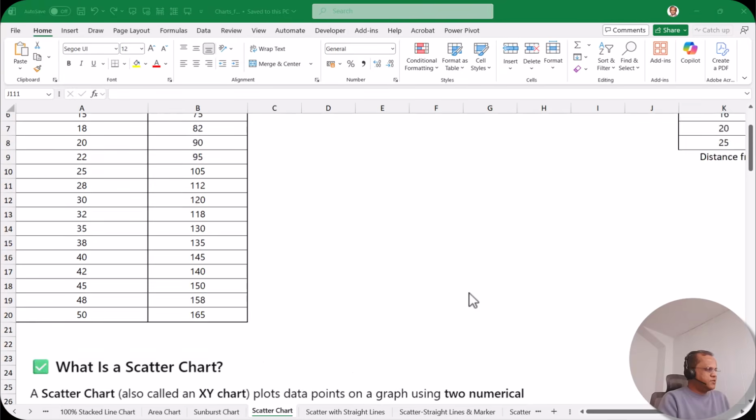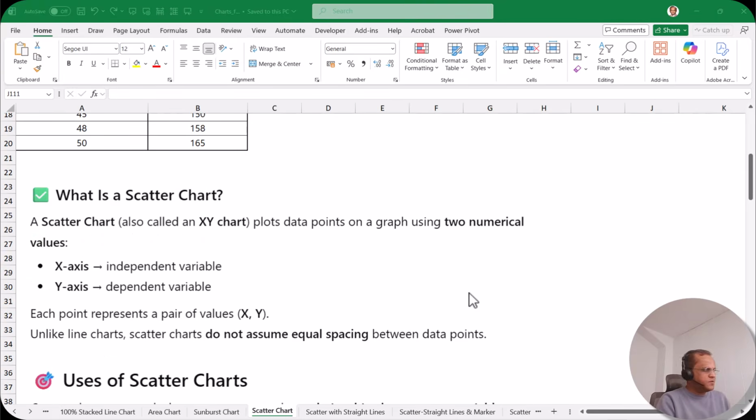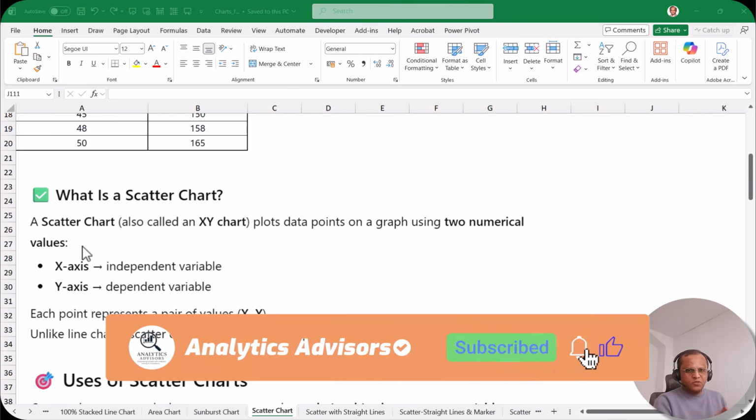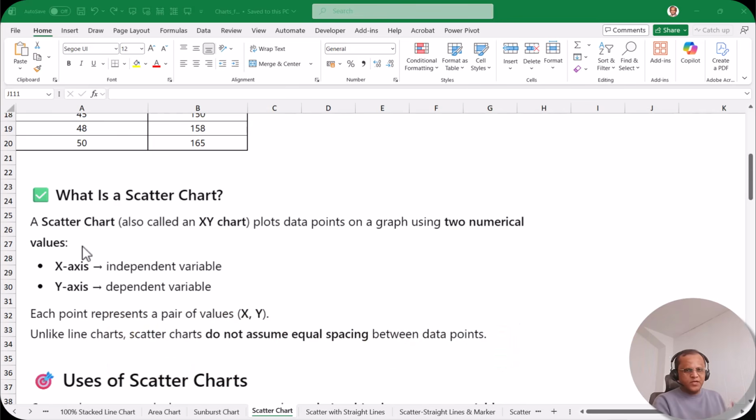First of all, we will see what a scatter chart is. A scatter chart, which is also called an XY chart, plots the data points on a graph using two numerical values. Normally in charts like column chart or bar chart, we use, let's say, one categorical variable and one numerical variable. But in the scatter chart, we always have to take two numerical values.